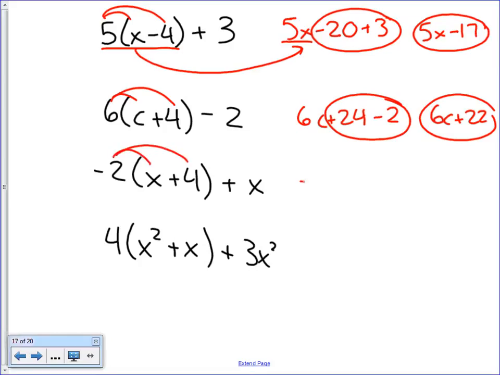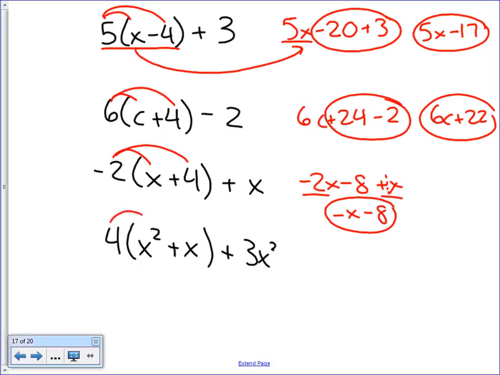For the third one, distribute the negative 2 through. I have a negative 2x minus 8, and then plus an x on the end. So this one's a little different. I can combine the x's together. So a negative 2x plus an x, or plus a 1x, will give me, when you combine the numbers in front, a negative 1, or just a negative x minus 8. So just throw that minus 8 on the end.